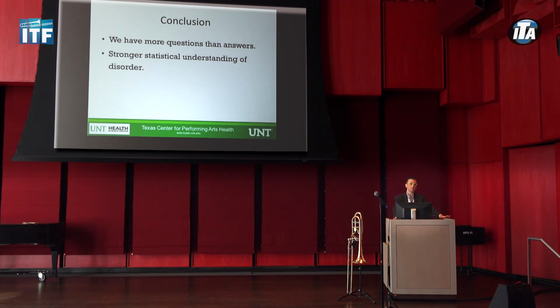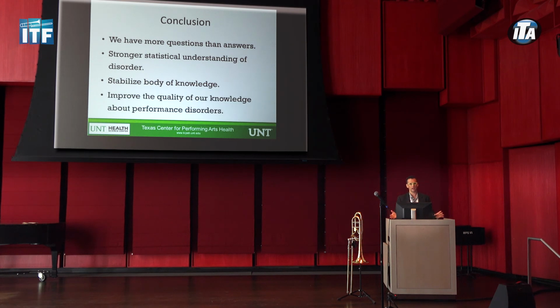We need to stabilize the body of knowledge, which starts with forming a name and classification for this disorder, so all the literature is in one place. You don't have to go to different bodies of literature to find it. If we know what it is, we can put all the knowledge in that one place, and it'll be easier for us to study and research it. And in general, I believe we need to improve the quality of our knowledge about performance disorders.